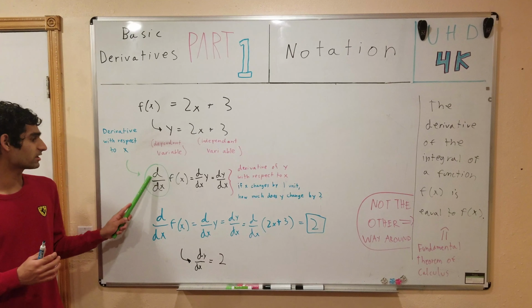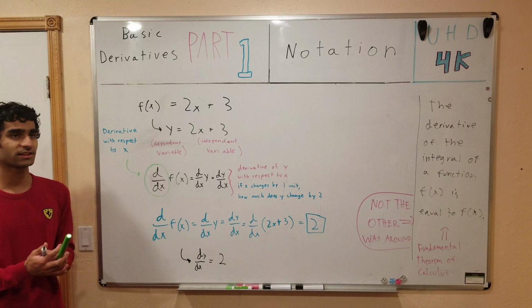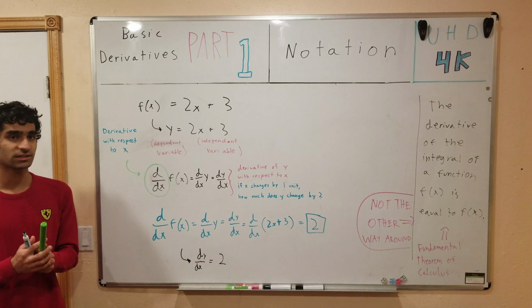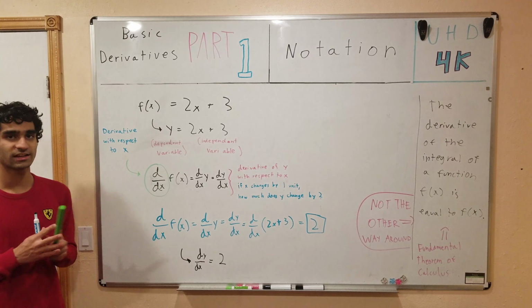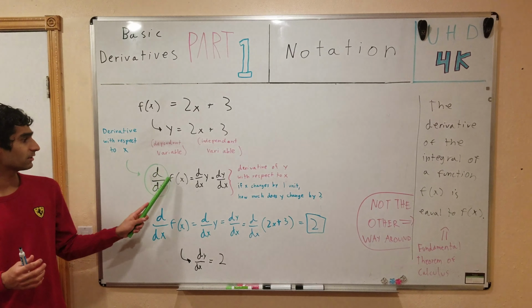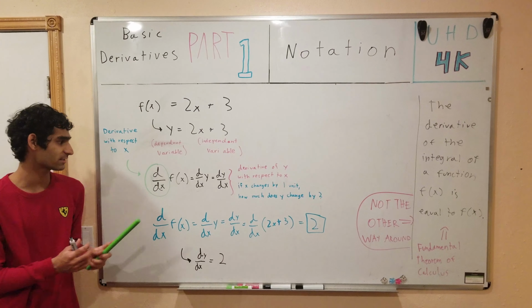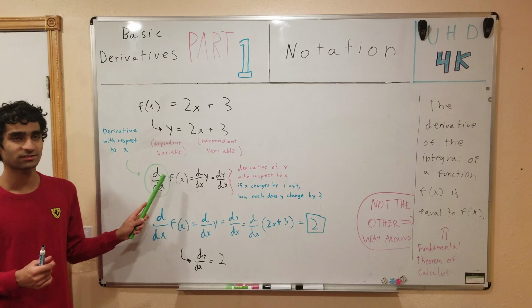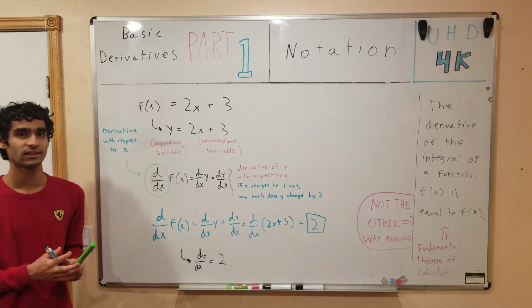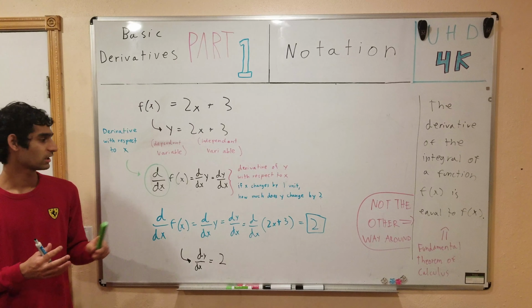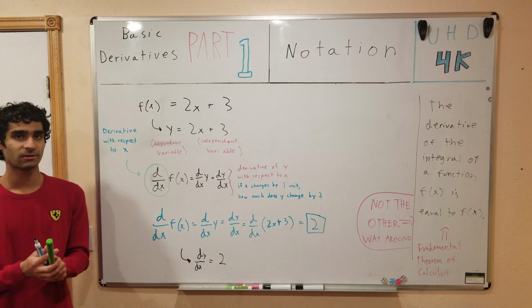If I take d over dx of f of x, it basically says how much does the output of my function change if my value of x changes by 1. Now, as we know, f of x, we can also represent as y because y is the output of this function f of x. So d over dx of f of x is also d over dx of y. Makes sense, right? We're basically saying how much does the output y change if x changes by 1.